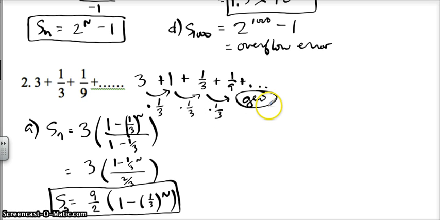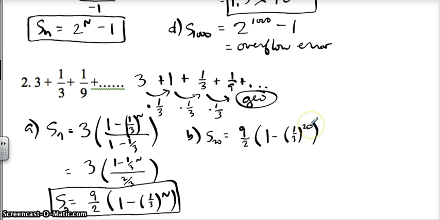Okay. All right, let's go ahead and plug in some numbers. Let's do B. B was the 20th term, so S sub 20. So we've got 9 over 2 times 1 minus 1/3 to the 20th power. Entering that in our calculator, we get 4.499, roughly. That's an estimate.